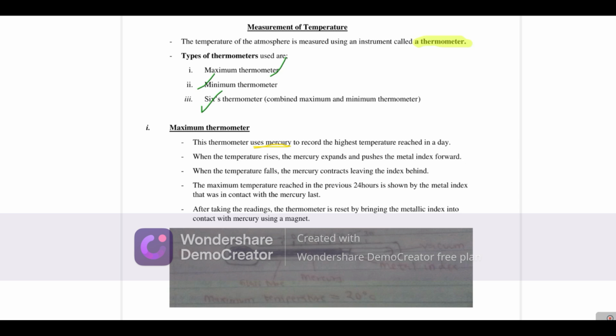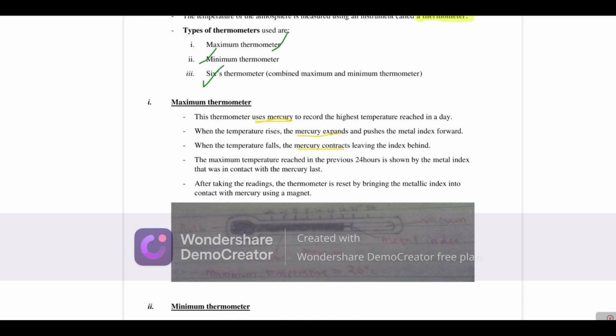When the temperature rises, the mercury expands and pushes the metal index forward, as you can see in the diagram. When the temperature falls, the mercury will contract. So there are 2 things here: mercury expands and mercury contracts. If it expands, it is going to give you a high temperature reading. If it contracts, we are going to have a low temperature reading. The maximum temperature reached in the previous 24 hours is shown by the metal index that was in contact with the mercury last. The diagram is there to make you understand.